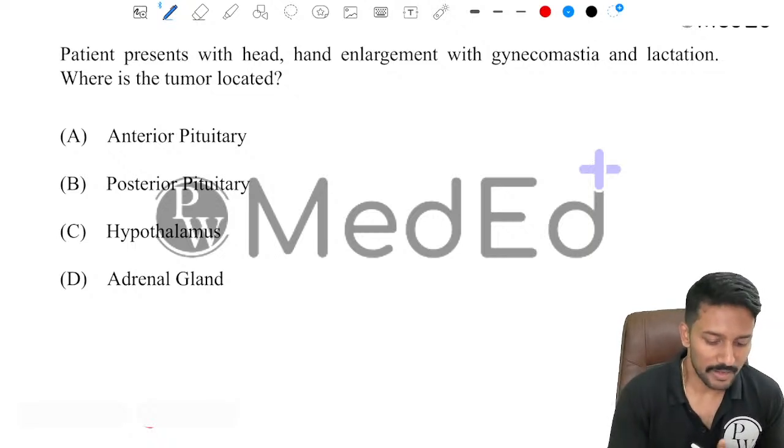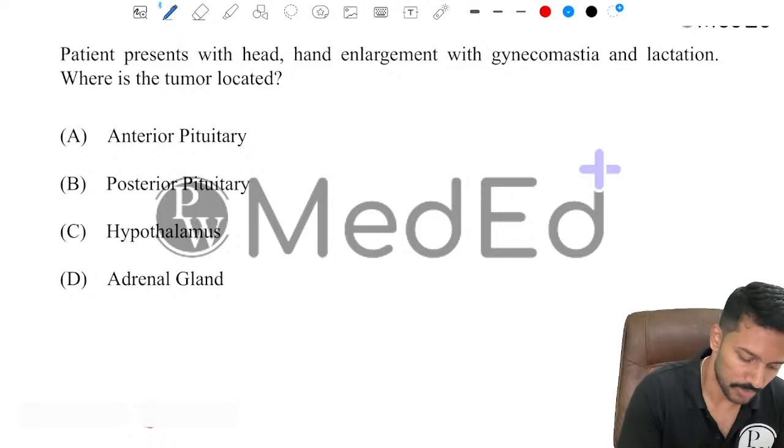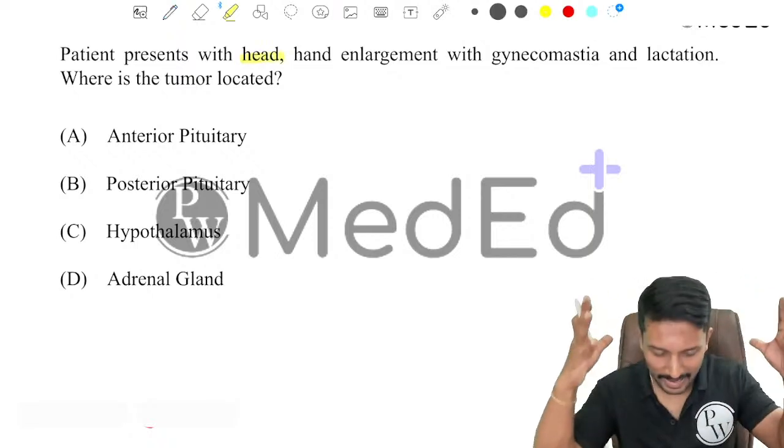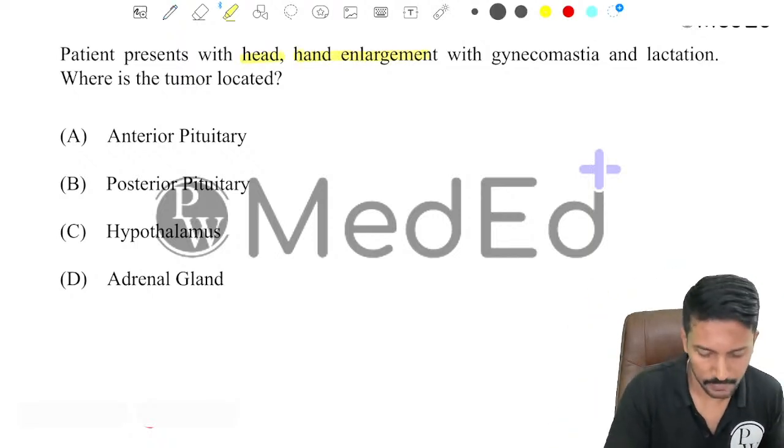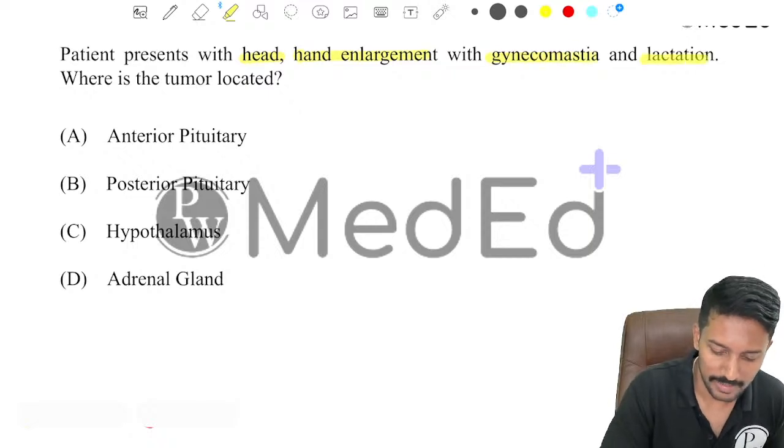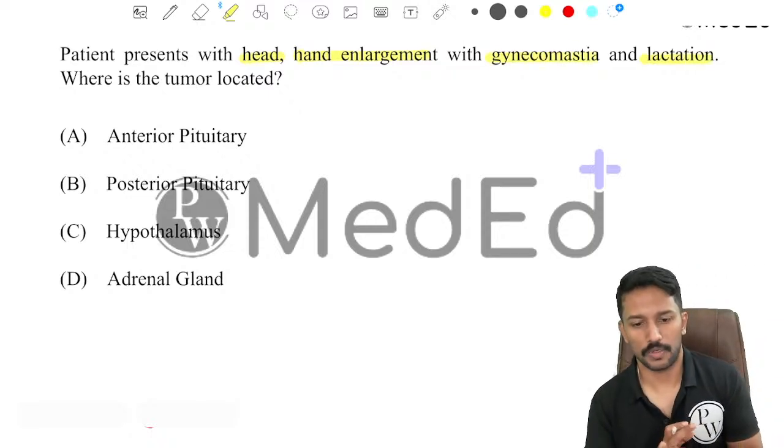Patient presents with hand enlargement with gynecomastia and lactation. Where is the tumor located?